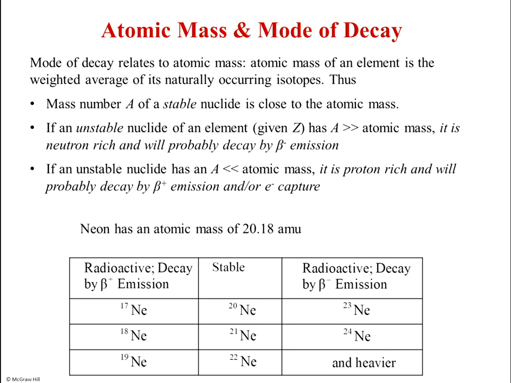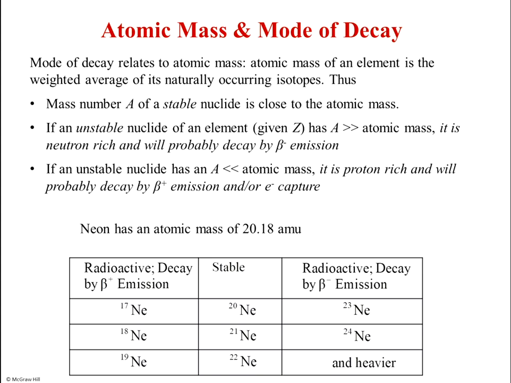The mode of decay relates to the atomic mass. So the atomic mass of an element is the weighted average of its naturally occurring isotopes. Remember that. We learned that a long time ago in General Chemistry 1. So for example, carbon has carbon 12 and 13. Carbon 12 is roughly 99%. Carbon 13 is 1%. So the atomic mass is 12.01 grams per mole for isotope averaged carbon.